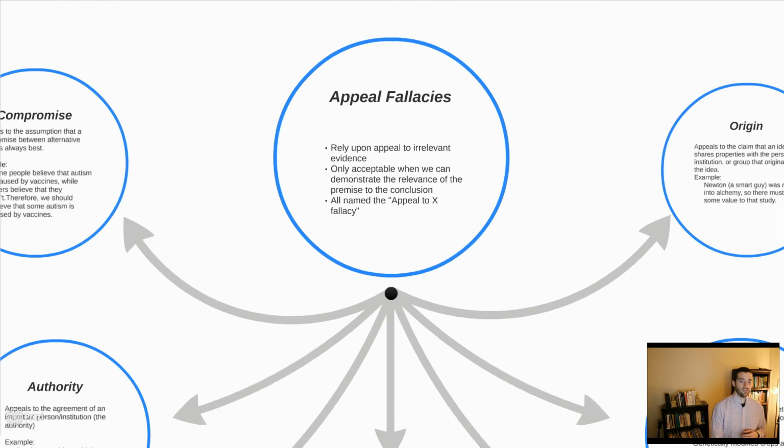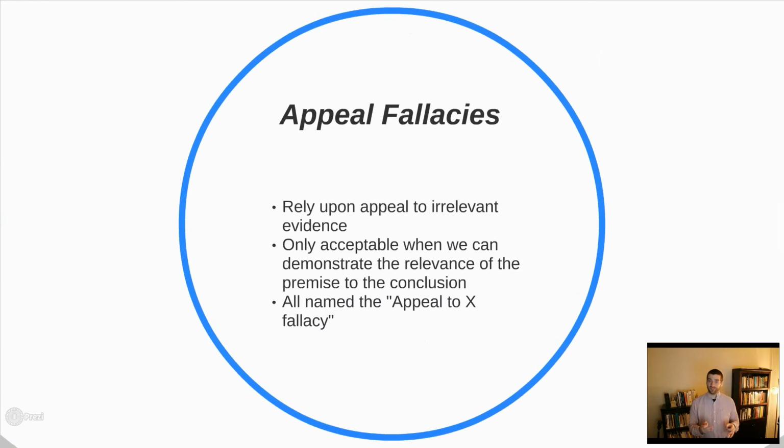So, appeal fallacies. They rely upon appeal to irrelevant evidence, that is, they use irrelevant statements as premises, that is, statements that are not relevant to the conclusion. They are sometimes acceptable, that is, they're sometimes not actually fallacies, even though they look like it, but that's only the case when you can demonstrate the relevance of the premise that is questionable to the conclusion. All of them are going to be named the appeal to something. I'm just going to leave that part off the name, so just add appeal to X when you see the names.